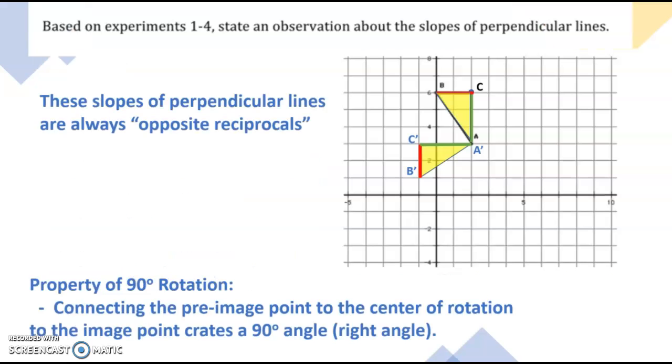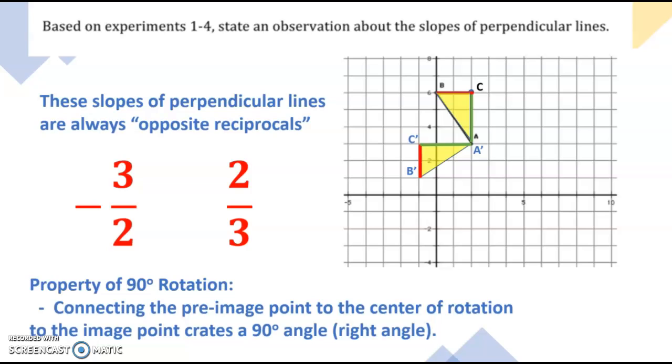The summarizing question in your notebook says, based on experiments 1 through 4, state an observation about the slopes of perpendicular lines. Now you should already know from Math 1 that perpendicular lines will always have opposite reciprocal slopes. So remember from experiment 4, those slopes were -3/2 and 2/3. So -3/2 is opposite from 2/3, which means that one is negative and the other is positive, and they are reciprocals, which just means that the fraction has been flipped upside down.